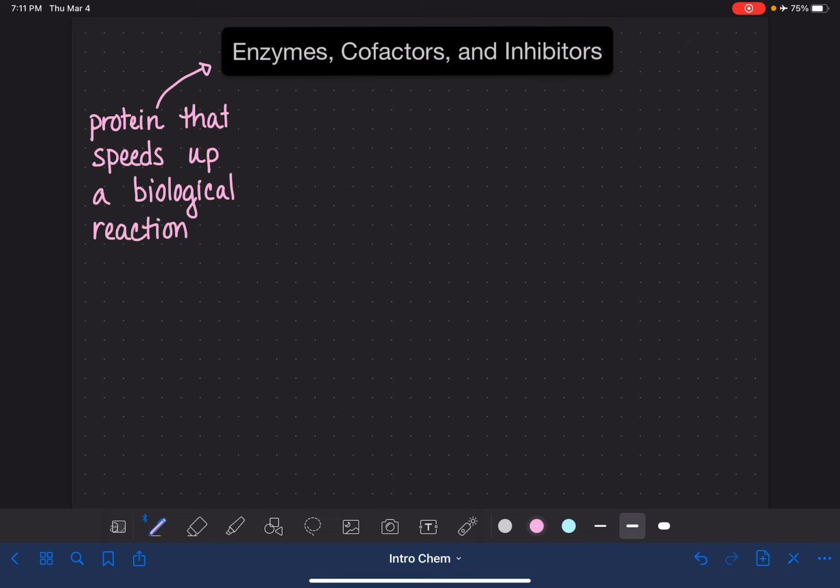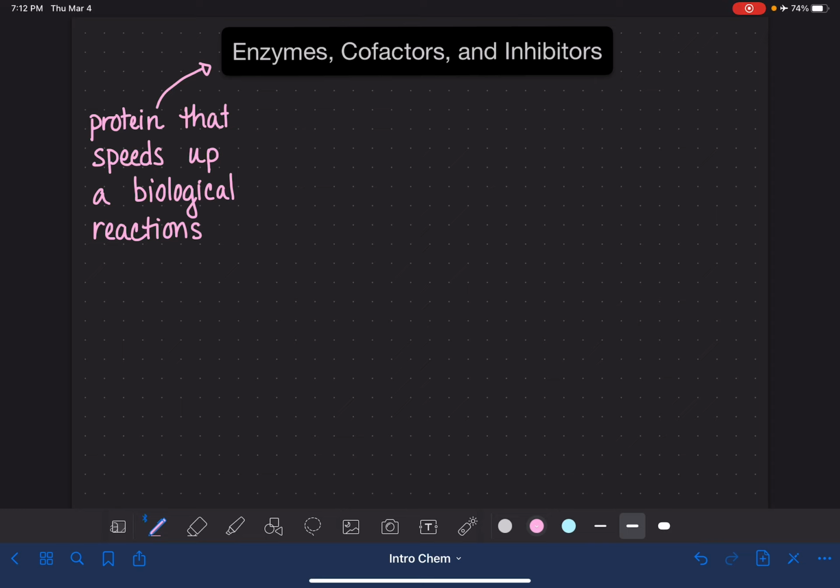These proteins make our biological reactions happen inside our body. It speeds them up by anywhere from 1,000,000 times faster to 1,000,000,000,000 times faster. So they definitely have a huge impact on the efficiency of our body.